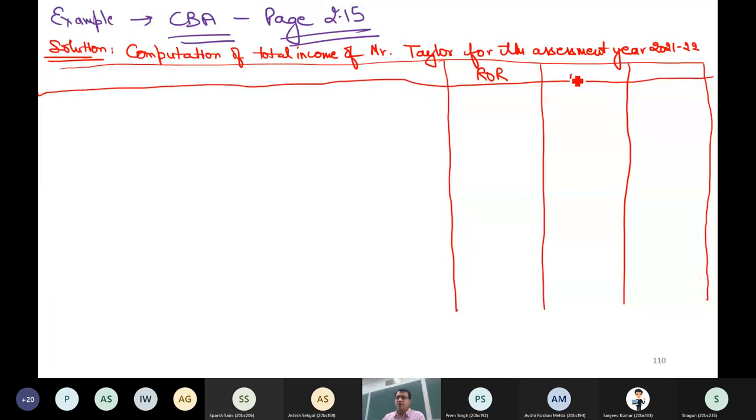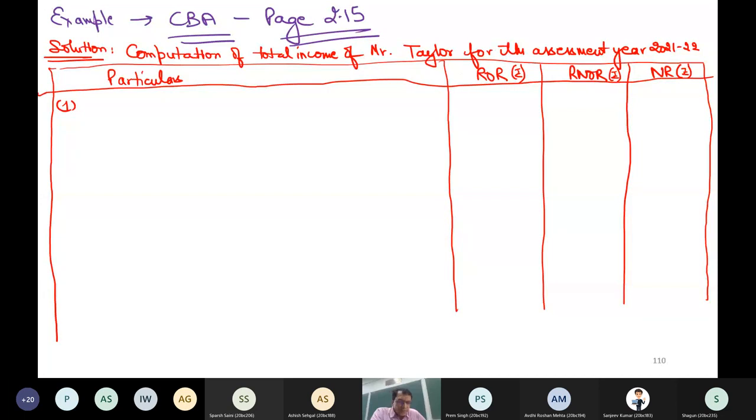ROR, RNOR, and NR. Particulars. This is the way to attempt the numericals. You must be systematic. Just because you write the answer and expect the examiner to give marks, that is not the correct thing. You must know how to write. What is the proper way to behave as an examinee?